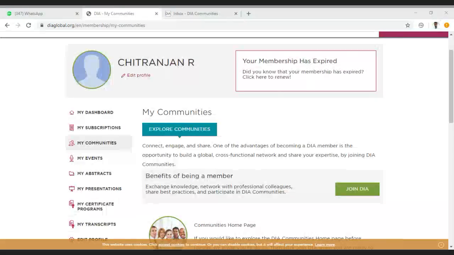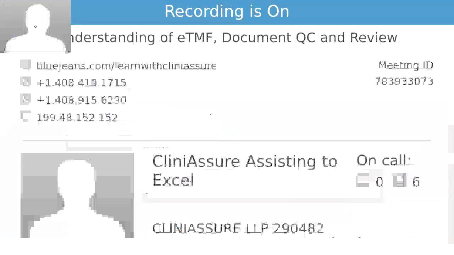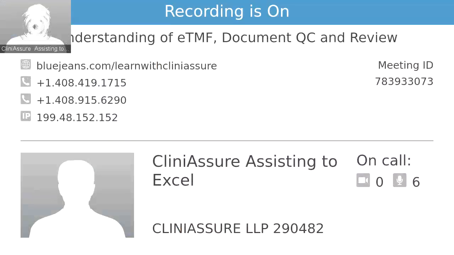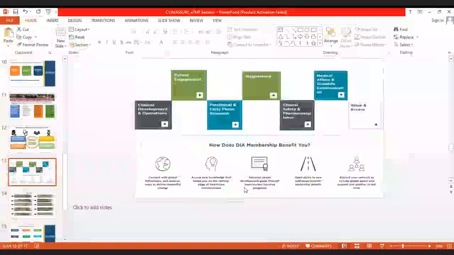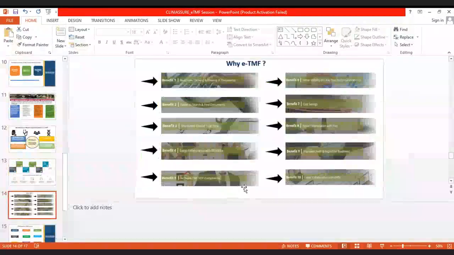So coming to the slide, you are not able to see my slide, right? The PPT. No. Chitranjan, let me share. Okay. Now you are able to see, right? Yes, Chitranjan.